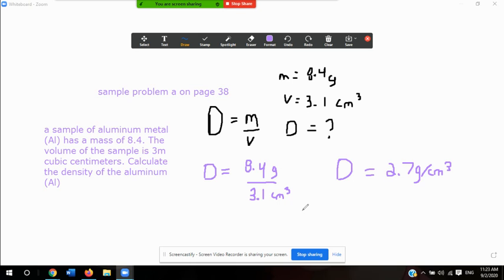I divide this in a calculator. So in your calculator, you divide 8.4 by 3.1, and your answer is 2.7 grams over centimeters cubed. And that's how you do that exercise.